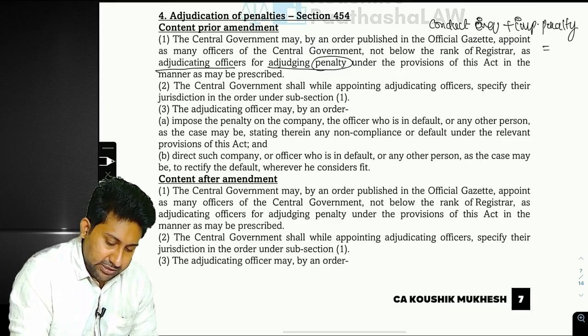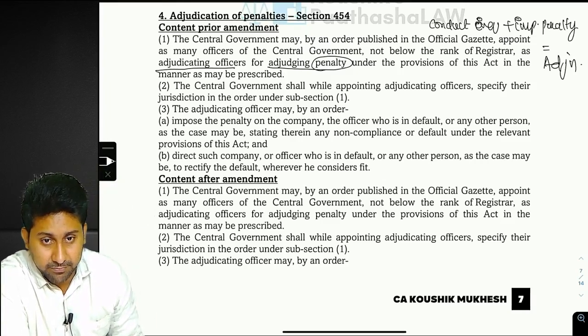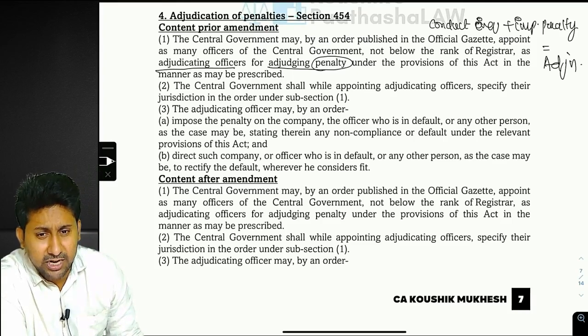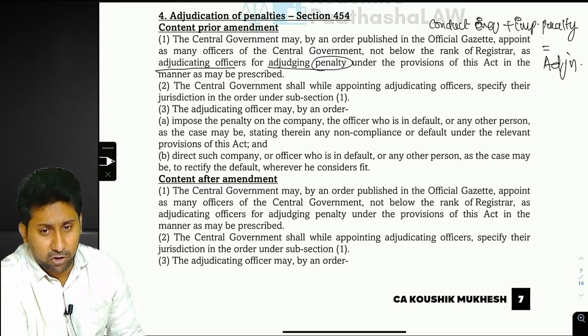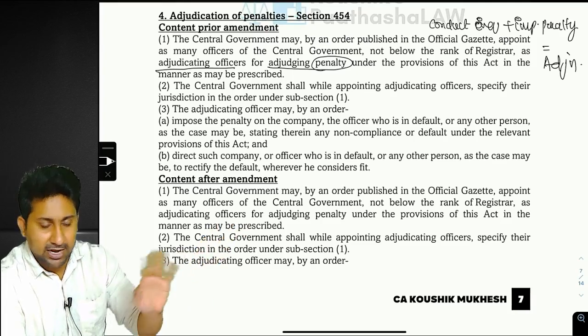These two words equal adjudication. Conducting inquiry and imposing penalty equals adjudication. Okay. Now what adjudication amendment was made? Previously, what they used to do is tell you directly to pay 50,000 or pay 20,000. Like that, the ROC cannot do that now.